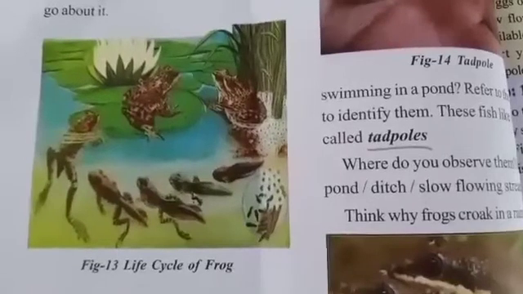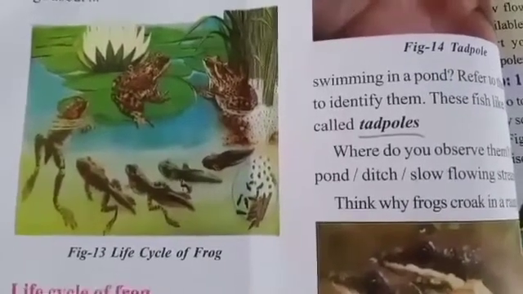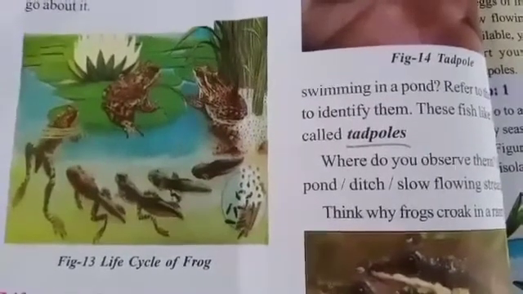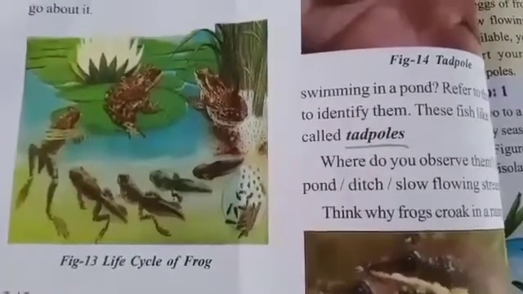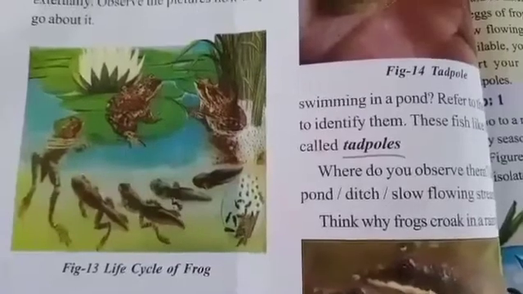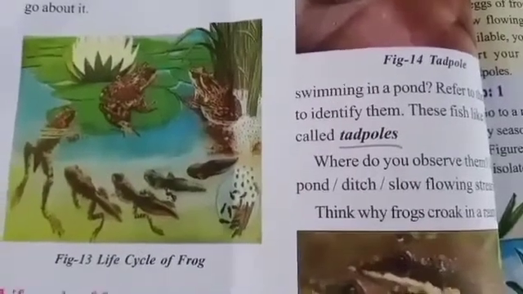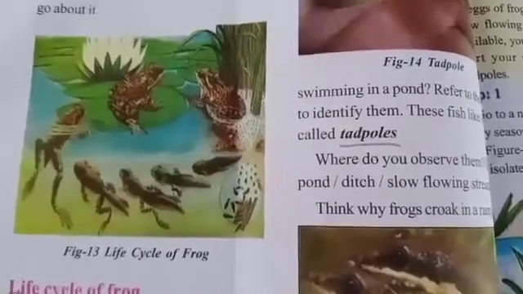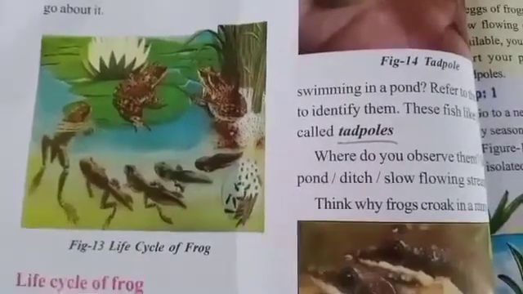Children, please observe this diagram. Already I explained in the class the life cycle of the frog. Please children, once you observe the diagram, first what happens? See the adult frog. The adult frog is laying eggs. The eggs are converted into zygote, and the zygote is converted into embryo. The embryo develops into tadpole.